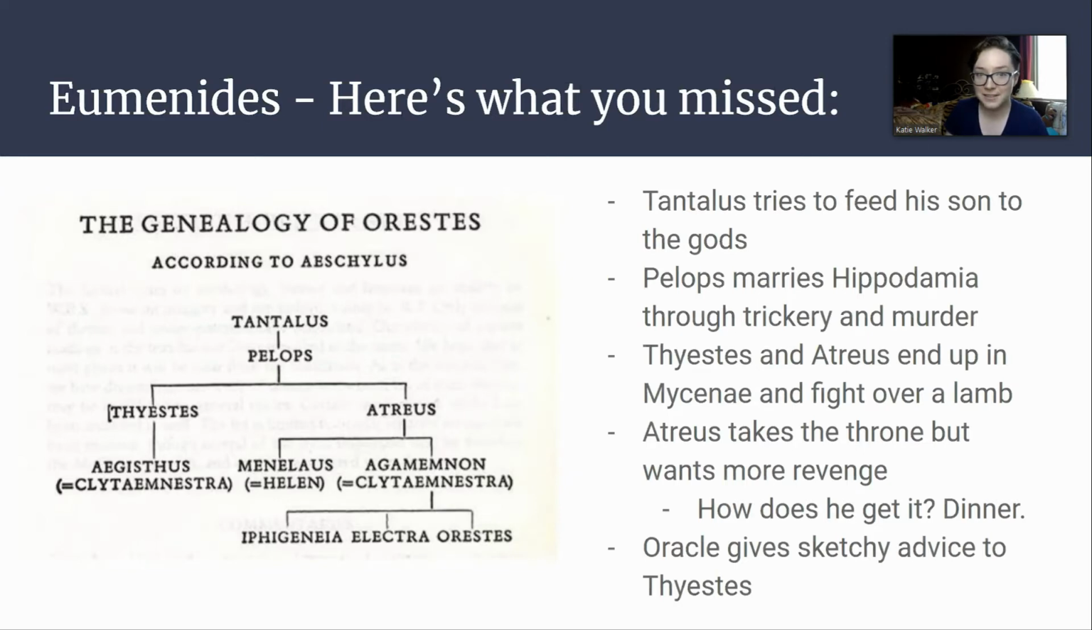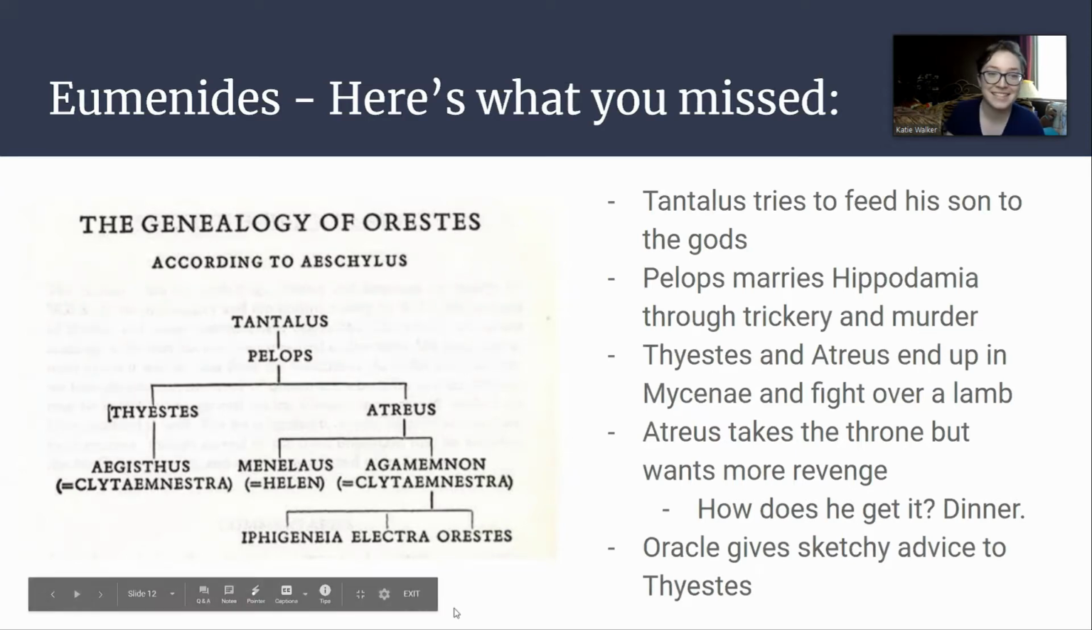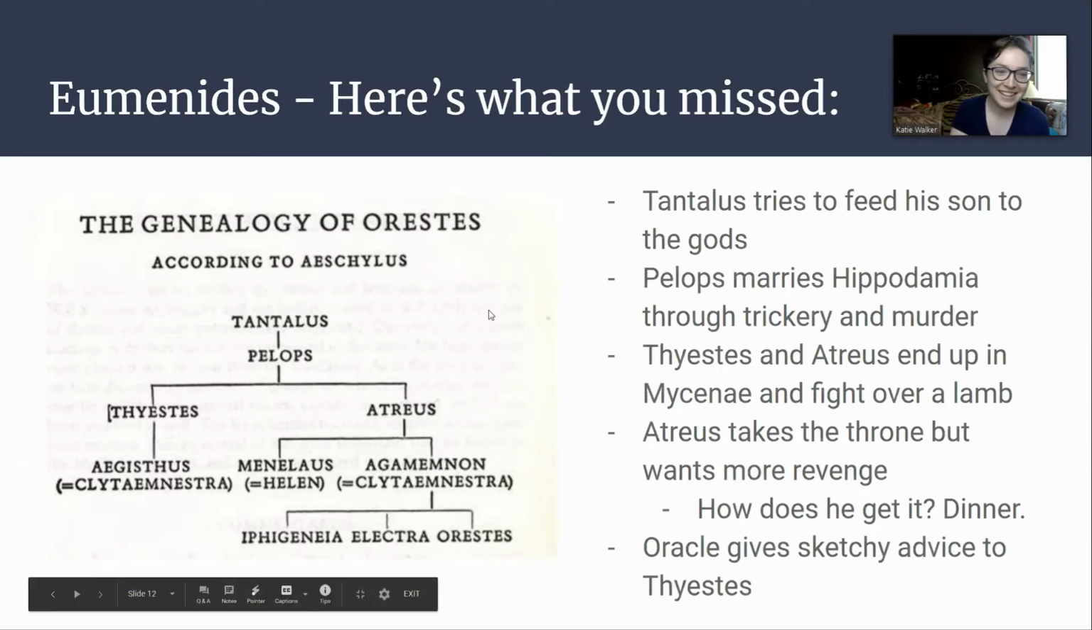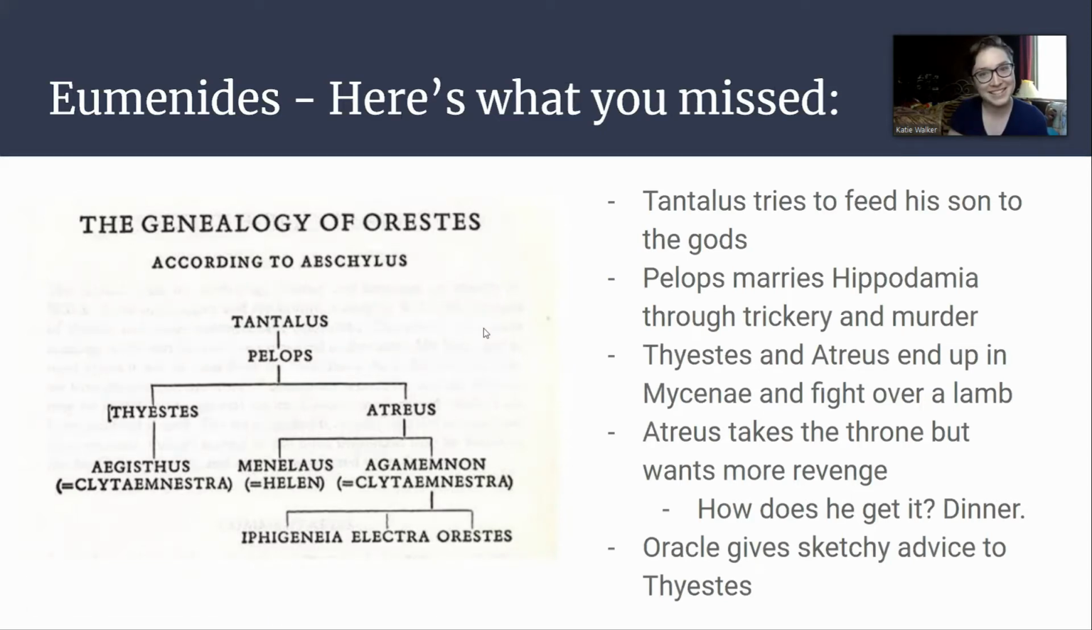And then Atreus learns that Thyestes was seeing his wife behind his back, and he decides that the best way to deal with this is to kill Thyestes' sons and feed them to him. Then Thyestes gets banished for cannibalism, even though he wasn't aware that this was happening. And then Thyestes is like, well, how do I get back at my brother for this? So he goes to an oracle, but the oracle tells him that he should have a son with his daughter. But the daughter eats the baby because she's like, I don't want any part of this situation.